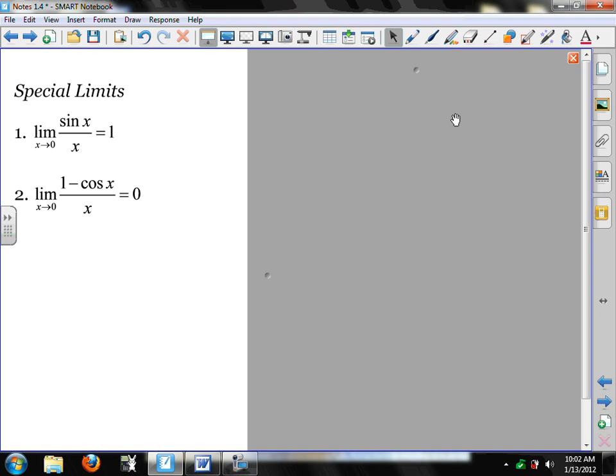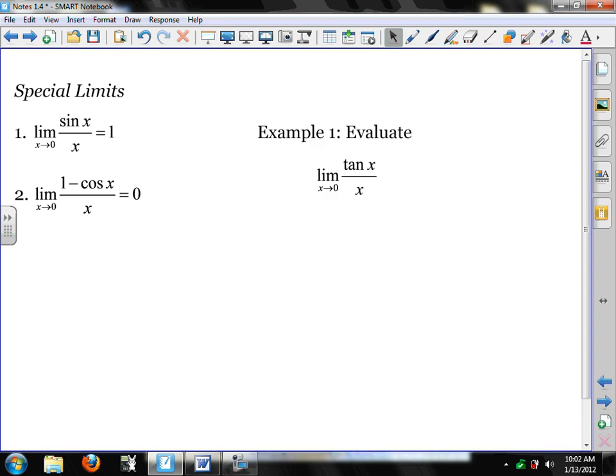So the limit as x approaches 0 of sine x over x is 1, and the limit as x approaches 0 of 1 minus cosine x over x is 0. All right, those are two special limits that you should memorize for the chapter 1 test. So we'll take a look at a couple examples that deal with those two things.